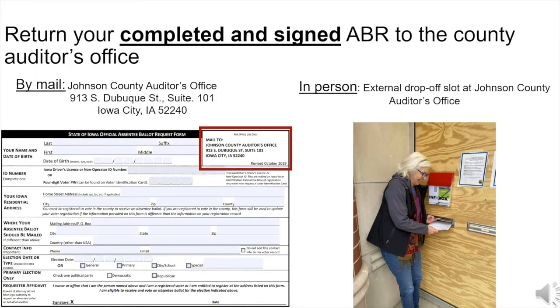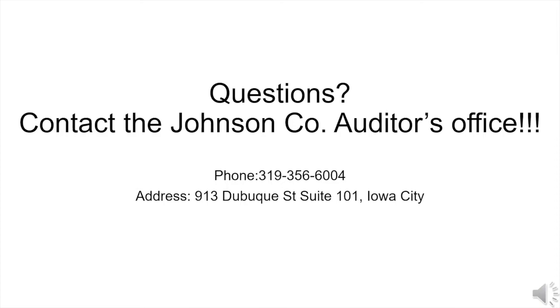Once you have completed and signed your ABR, you can mail it to the Johnson County Auditor using the address found in the upper right-hand corner of the form. You can also drop it off in person at the Auditor's Office at the external collection site. That's it. You will now receive your ballot for the 2020 general election by mail. If you have any questions, contact the Johnson County Auditor's Office using the information provided below.